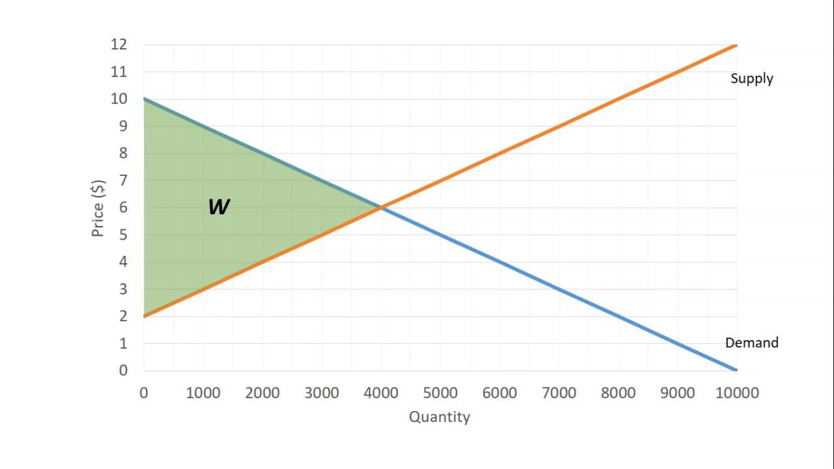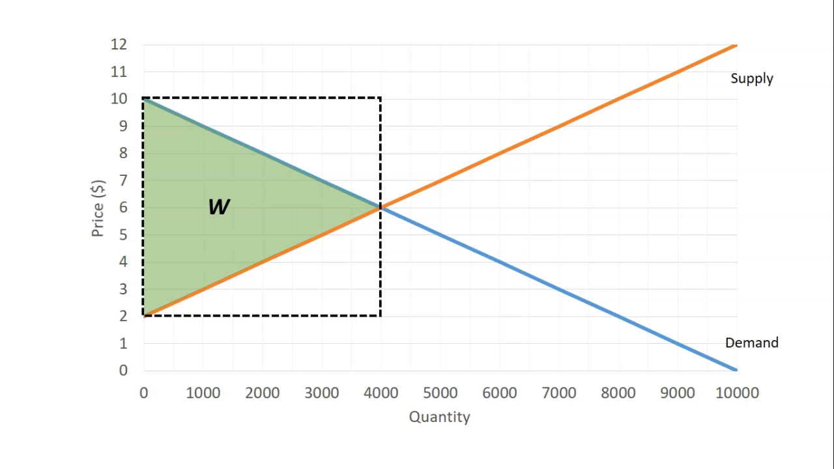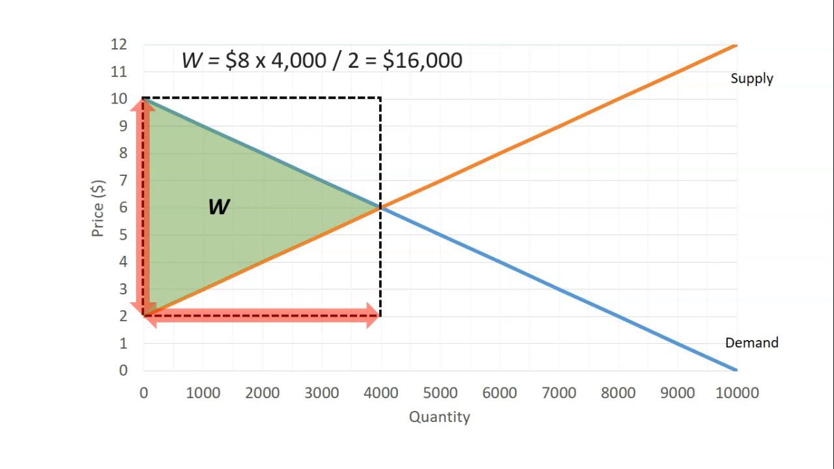How do we calculate the area of that? Well, it's very simple. We just take this rectangle that encloses the triangle and we just calculate the area of that rectangle. The height multiplied by the width, cut in half, gives us the area of that triangle. So $8 multiplied by 4,000, cut in half, divided by 2, equals $16,000. That's the total economic welfare area.